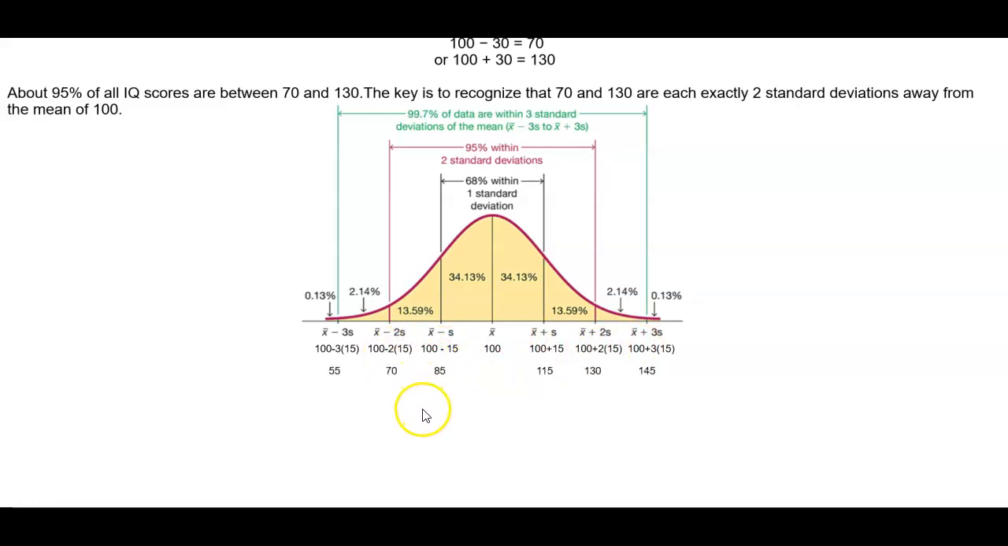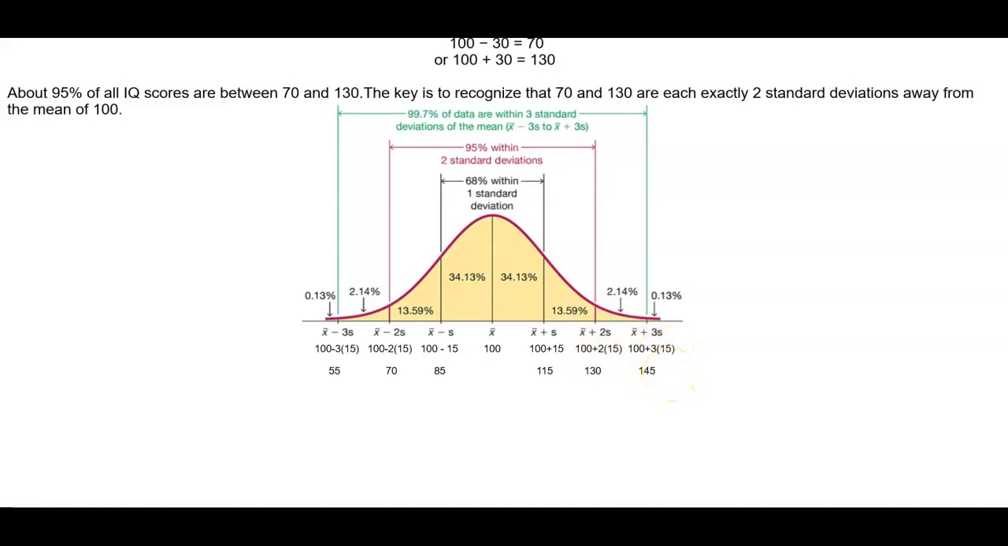Well, what are these numbers? Well, the numbers are the following. 100 minus 3 times 15 is 55. 100 minus 2 times 15 is 70. 100 minus 15 is 85. There's our mean. 100 plus 15 is 115. 100 plus 2 times 15 is 130. And 100 plus 3 times 15 is 145.